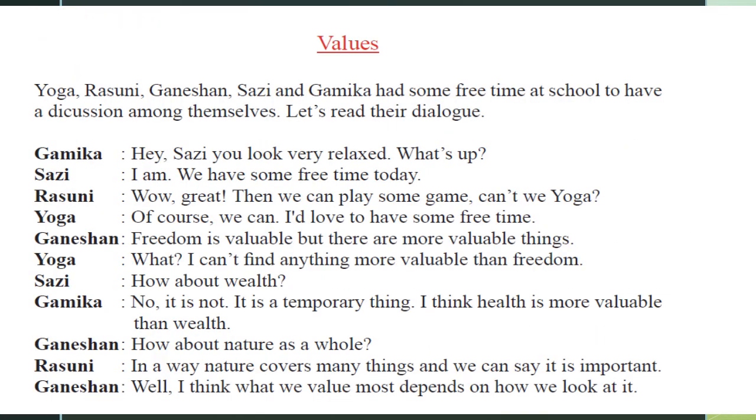Okay, values. Right, let's read the role play now. Yoga, Rasuni, Ganeshan, Sasi and Gamika had some free time at school to have a discussion among themselves.